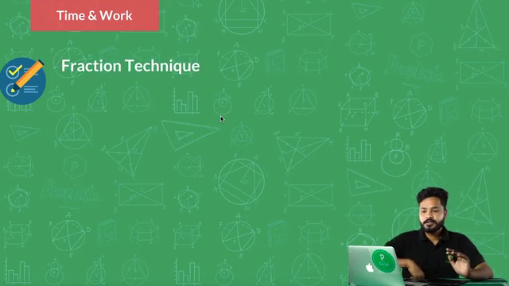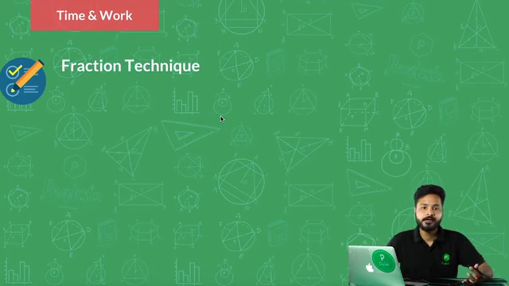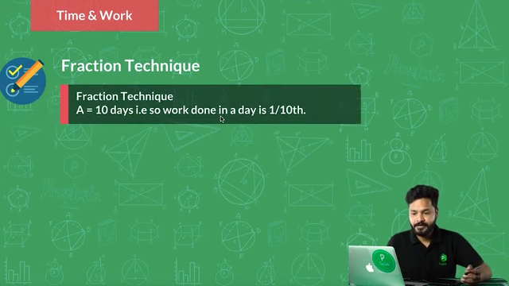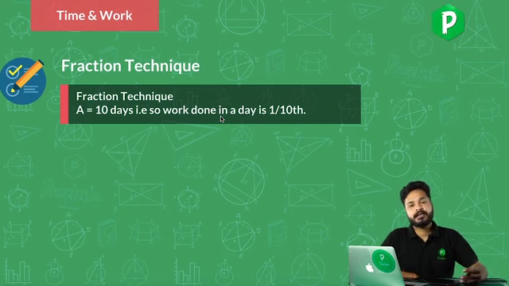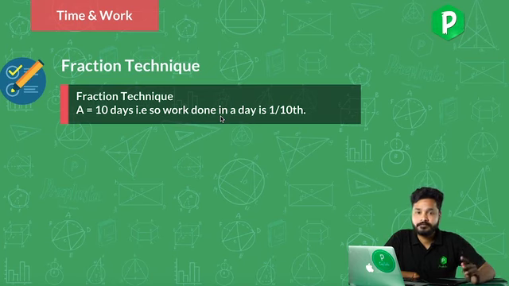Alright, so the first technique which you might have seen while solving time and work questions would be the fraction technique, which everyone is used to using, right? So what is the fraction technique? If I am given that A can do a piece of work in 10 days, then I just find out the work done by A in 1 day, that is 1 by 10. Clear? So I'll repeat. If A can do that work in 10 days, A's 1 day's work would be 1 upon 10. Simple as that.